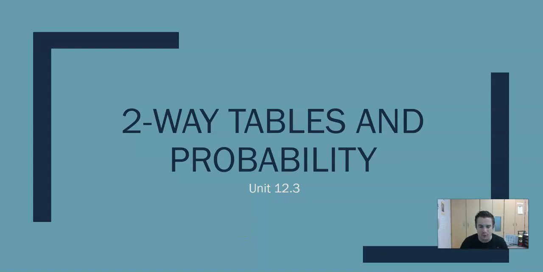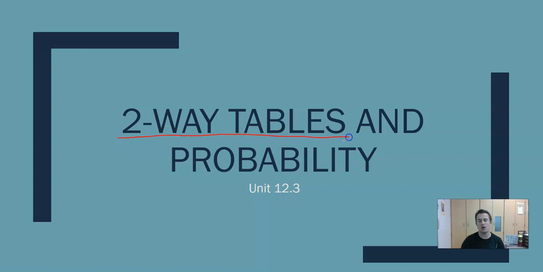We're in this unit on probability. We've talked about set notation, and then we've talked about some basic principles about probability using set notation. We've talked about what probability is, how we calculate probabilities. Now we're going to talk about probability in association with two-way tables.